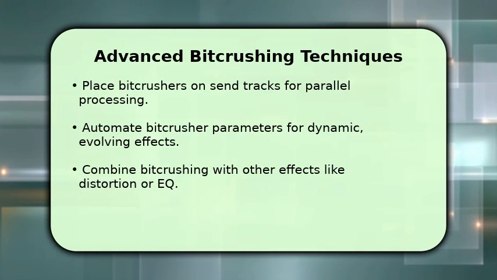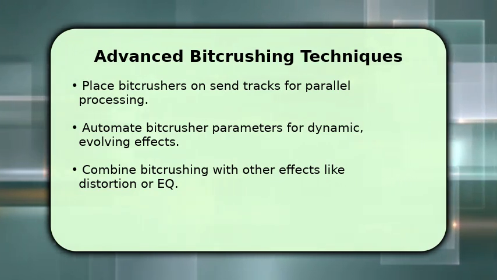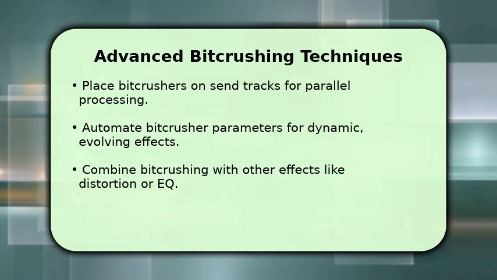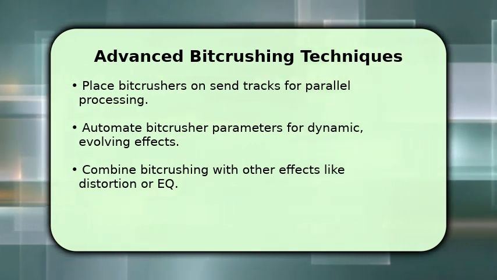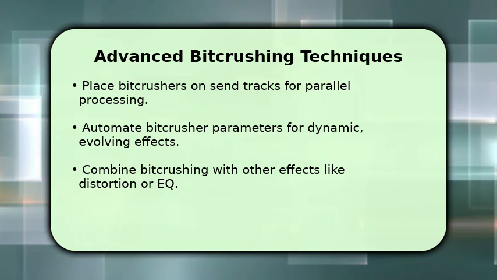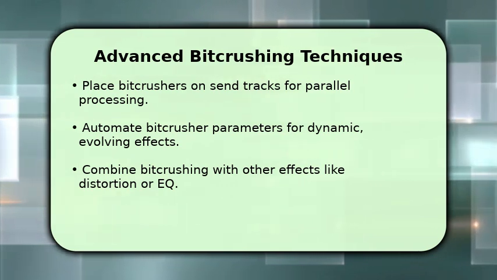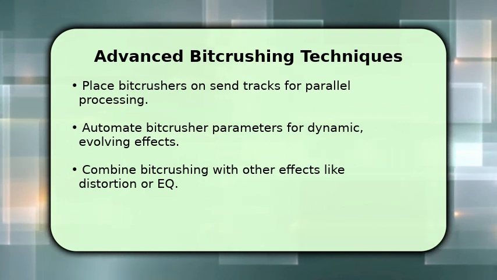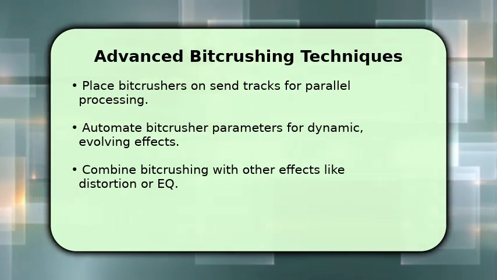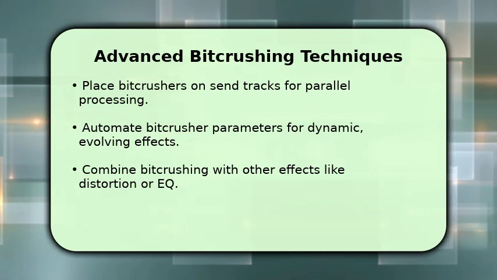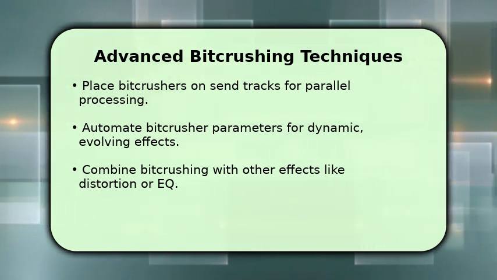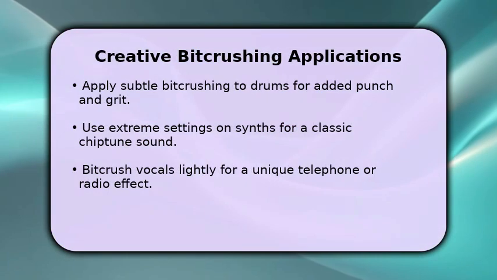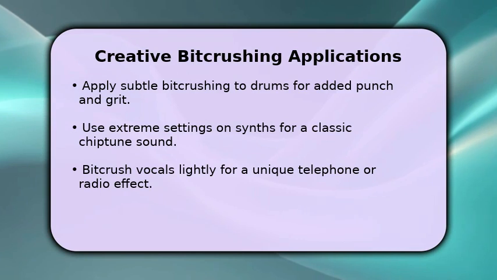To take your bitcrushing further, try some advanced techniques. Parallel processing is fantastic. Route your audio to a send track with Fruity Squeeze, then blend it back in. Automating the bit and rate knobs can create exciting, evolving textures throughout your track. Also, consider pairing bitcrushing with other effects. For instance, a subtle low-pass filter after the bitcrusher can tame any overly harsh high frequencies, making the effect more musical and less jarring.